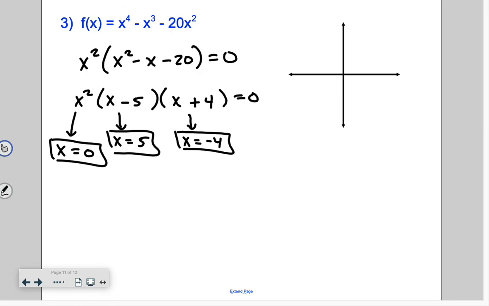Fourth power, remember we should have 4 zeros, right? There's 1, there's 2, and this one's a double root for the third and the fourth one. So if we put that on the graph, negative 4, positive 5, we put points at all 3 of those.